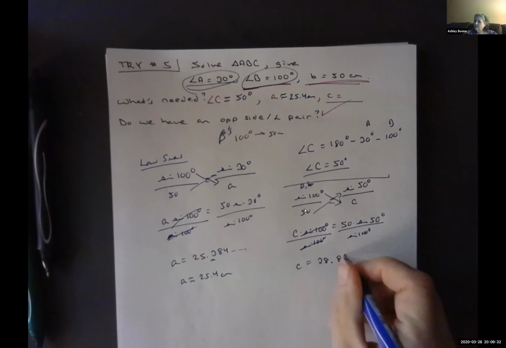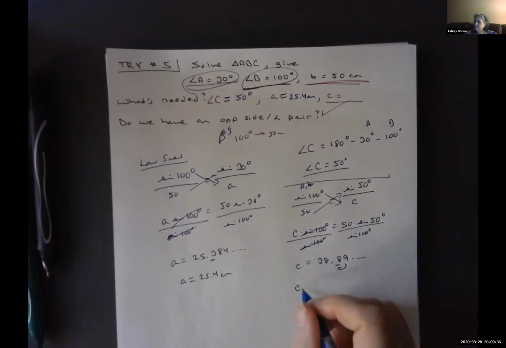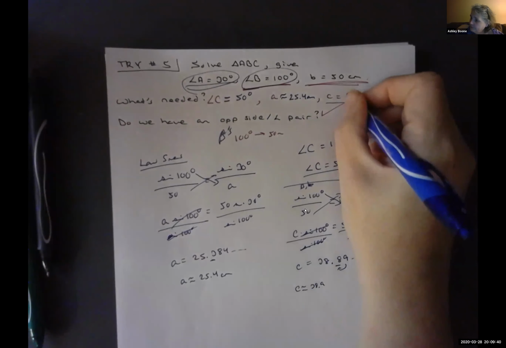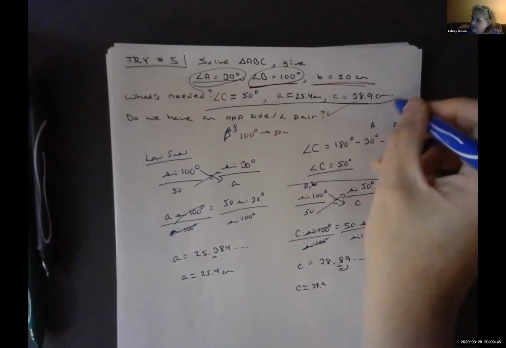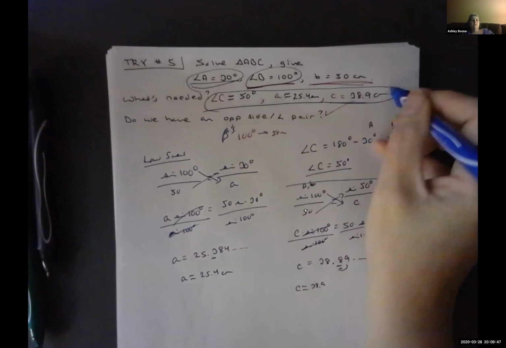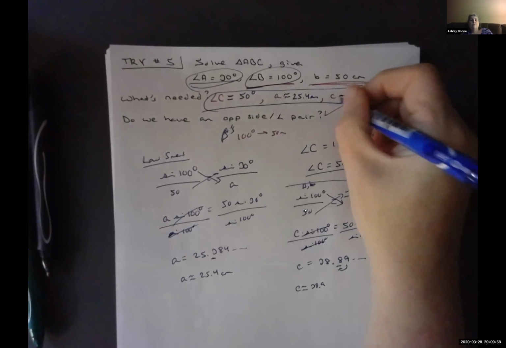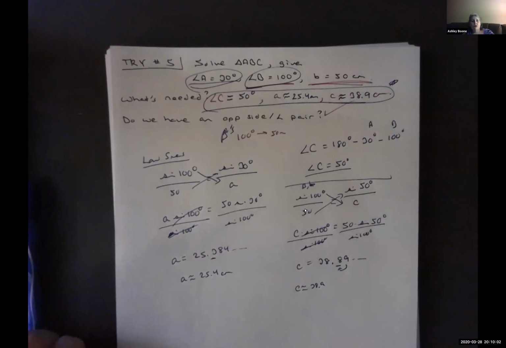38.89, etc. So if we go to the 10th, that's going to round up to 38.9. And it's a side, so it's in centimeters for this one. So our answer for this, we solved the triangle. We found all the missing parts. Angle C is 50 degrees, side A is approximately 25.4 centimeters, and side C is approximately 38.9 centimeters. Okay, that one, we didn't have to use law of cosines at all.